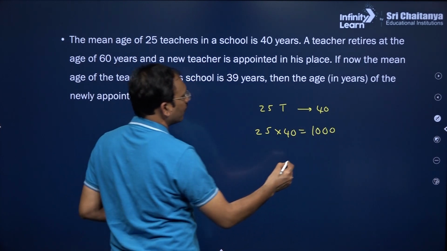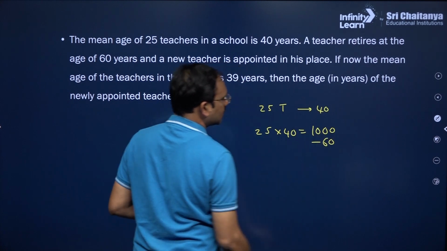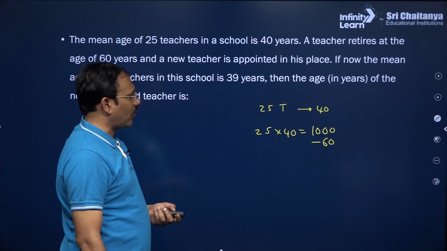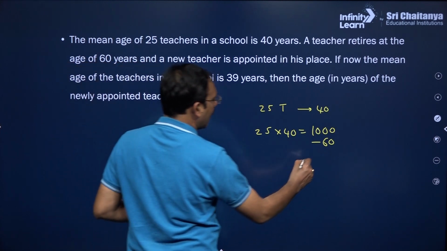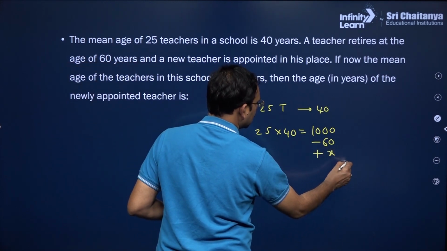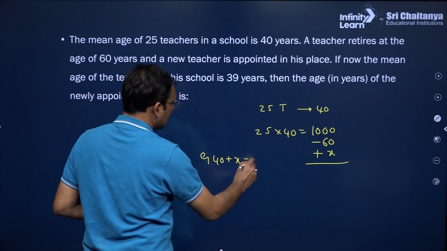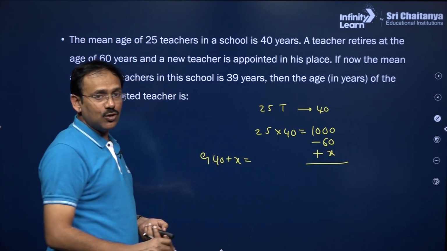From this, the retired teacher's age should be taken out, which gives 940 now. Now it should be added with the new teacher's age. So my dear friend, this is 940 plus x. This is the new sum.